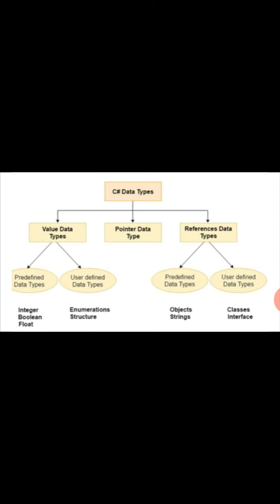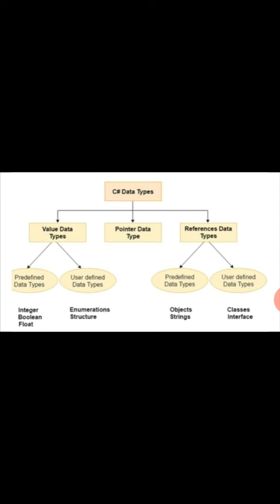Then third one is pointer data type. The pointer in C# language is a variable. It is also known as locator or indicator that points to an address of a value.